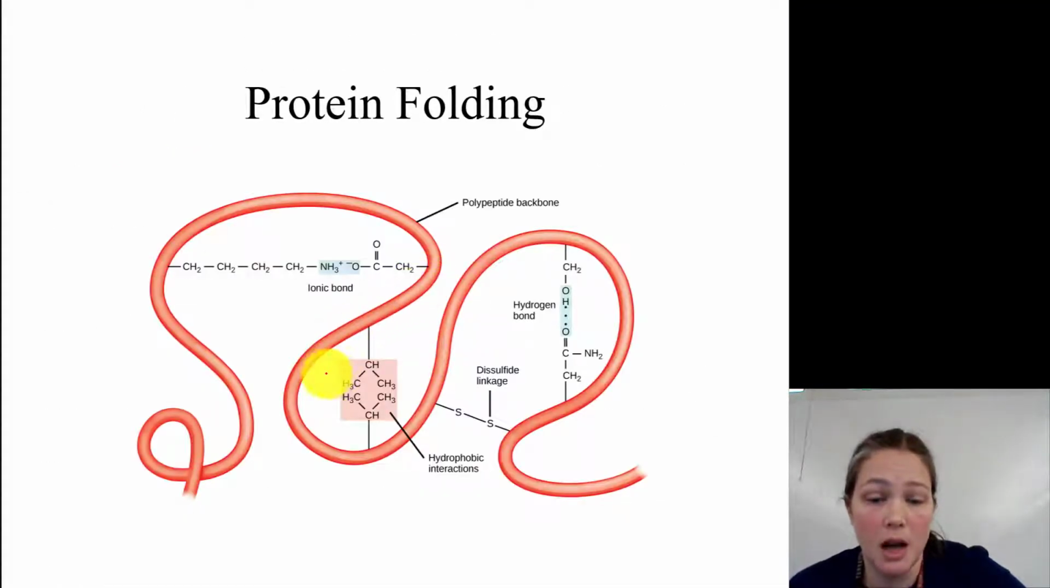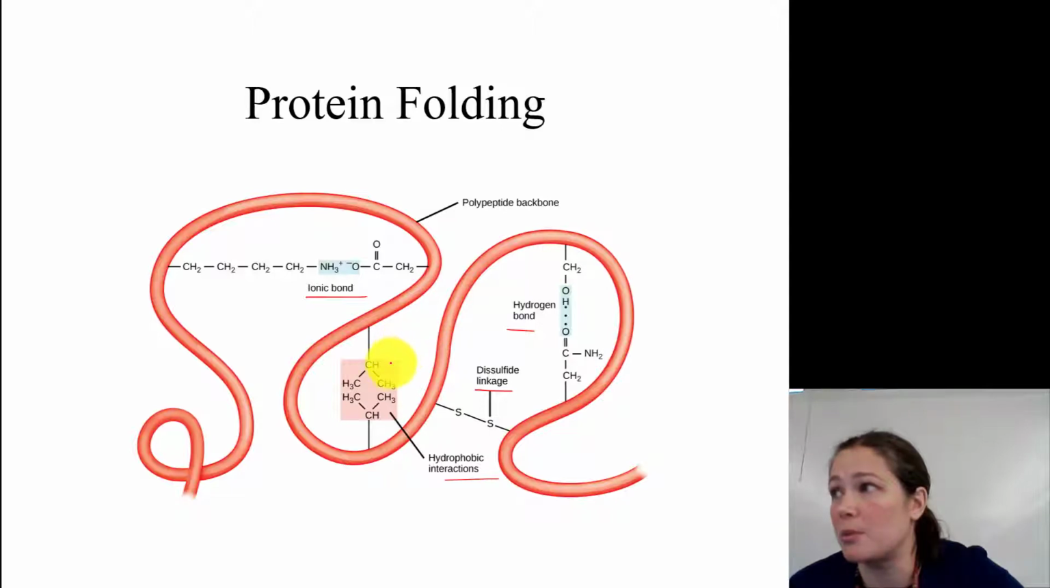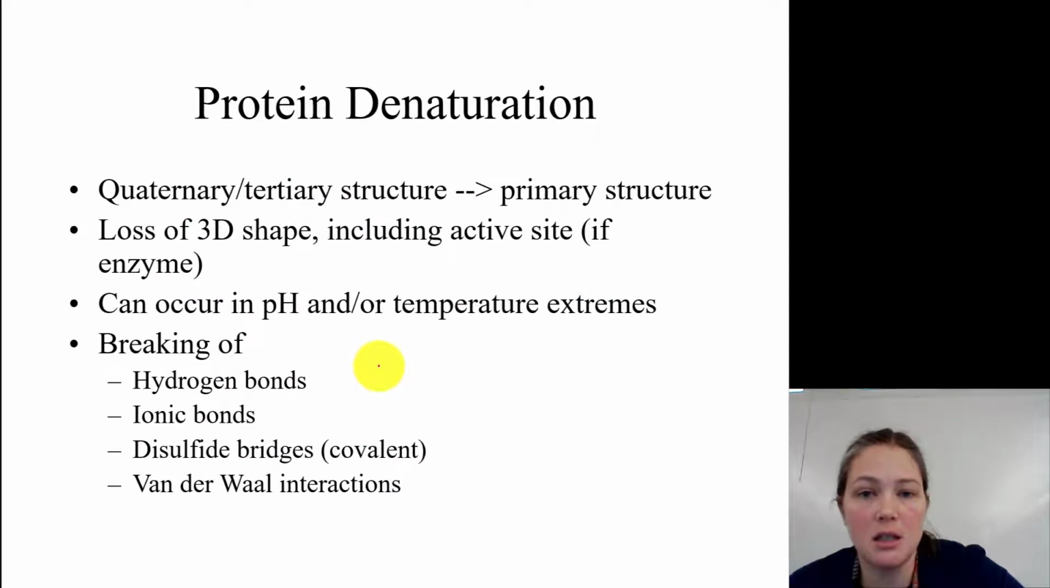This is just showing you a diagram of that. So here is the tertiary structure. We're seeing there's an ionic bond, there's hydrophobic interactions, there's a disulfide bridge, there's hydrogen bonding. This holds that 3-dimensional structure in place. If that 3-dimensional structure gets disrupted in some way, that's denaturation, right? So hydrolysis is when the primary structure gets broken down. Denaturation is when the tertiary structure gets broken down. It's a loss of 3-dimensional shape, so that could affect the active site if it's an enzyme.